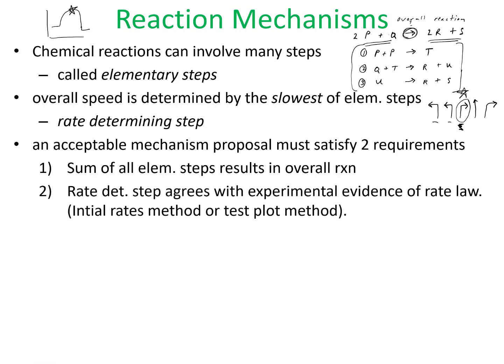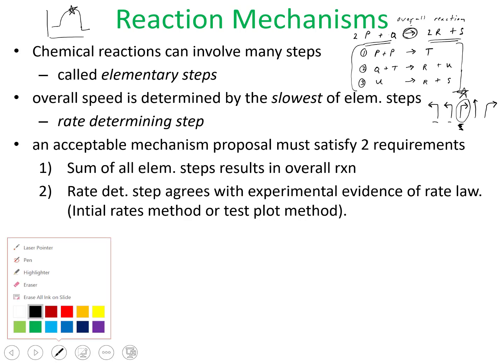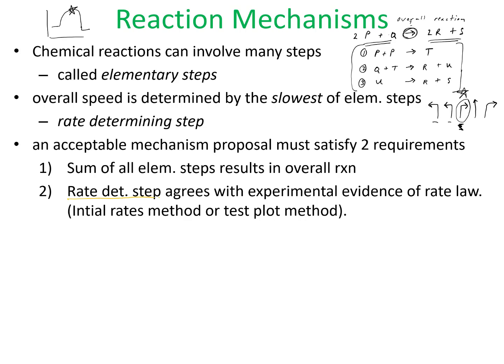And the rate determining step, the slow step, has to agree. So this slow step right here, what this actually means is the slow step has to agree with the overall rate law that is determined by the method of initial rates or a test plot method. So let's say the first step is the slow step here, and this step is fast, and this step is also fast.